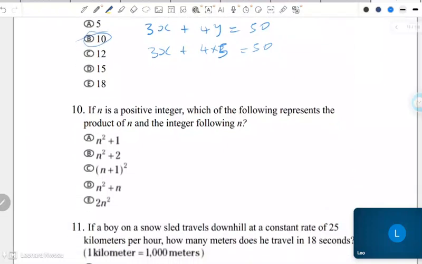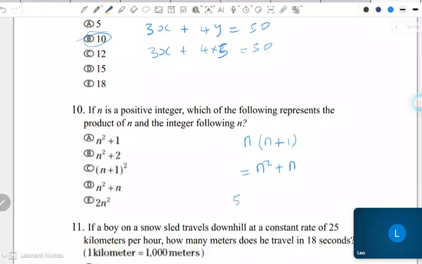All right, one more question. We still have time. If n is a positive integer, which of the following represents the product of n and the integer following n? Okay, so one thing we can do is this: I think we know. n(n + 1), because the integer following n is n plus 1. So this will be n squared plus n.